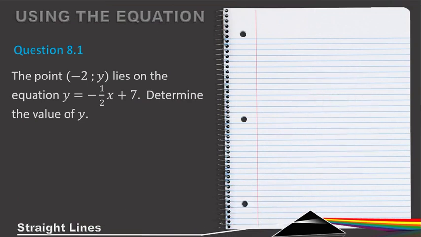Question 8.1. So this point lies on this equation. Determine the value of y. So all we're going to do is, we know what the x value is, which we will substitute into the equation. So I have y equals minus a half x plus 7. In place of x, I'm going to put the value of x, so that's minus a half times minus 2, plus 7. Multiplying this out, the minus and minus becomes a positive, the 2 and 2 cancel, so this is 1 plus 7, and therefore it's equal to 8. So my y value is equal to 8.